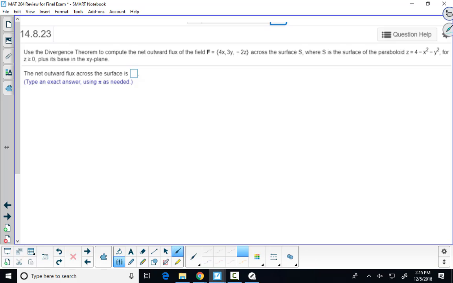Okay, so 14.8 number 4. Use the divergence theorem to compute the outward flux across the surface. The surface is the paraboloid for z greater than or equal to 0, and the base is in the xy plane. So the divergence of this vector field is equal to 5. We just do 4 plus 3 minus 2, so we get 5.